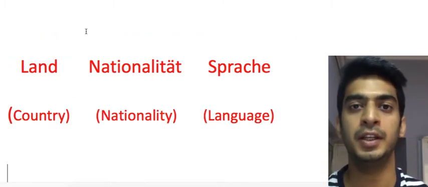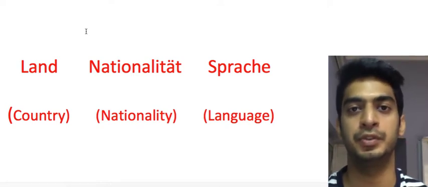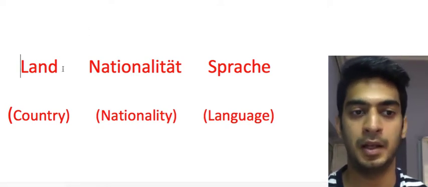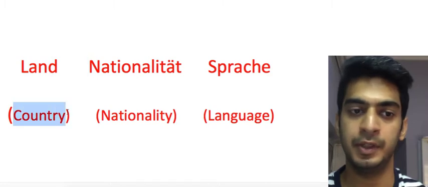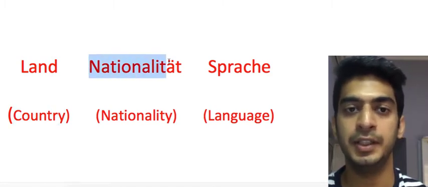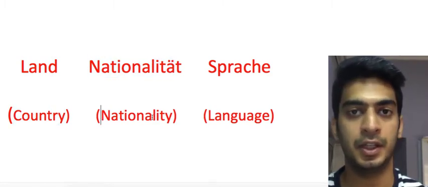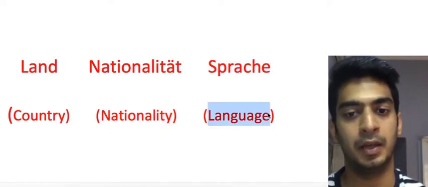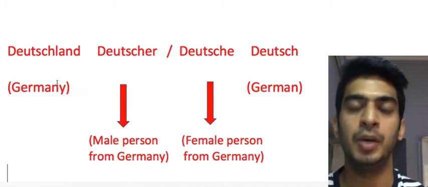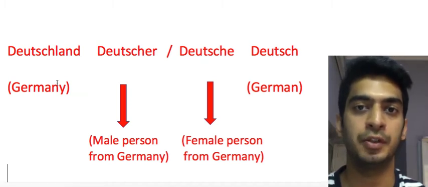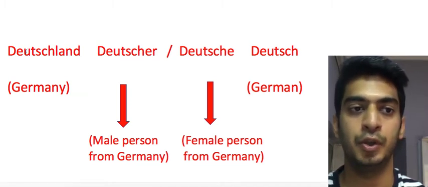Now we have the English translation for three German words, namely Land, which means country, Nationalität, which means nationality, Sprache, which means language. Now I'm going to start with a list of 30 countries, starting with Deutschland.